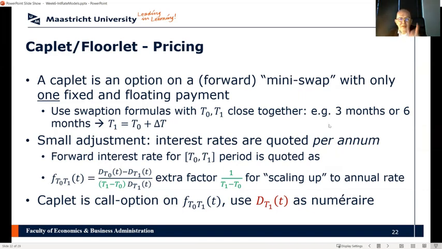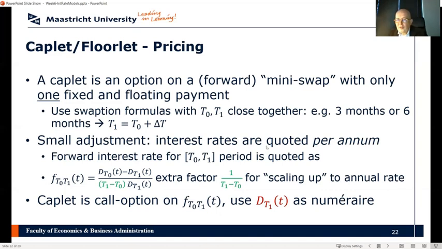And because we are doing this mini swap for very small time steps of half a year or less, we're going to make a small adjustment: we're going to use the par swap formula. That is dt0 minus dt1 divided by the sum of the discount factors, where there's only one discount factor in the denominator, which is dt1. This would give us the correct formula, but this would be an interest rate for a half-year period.